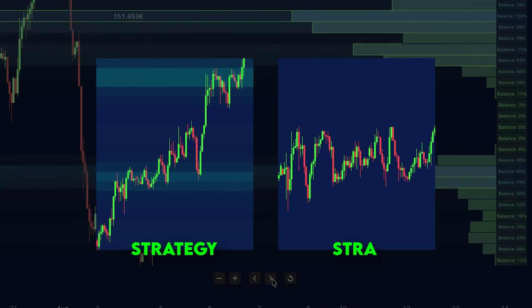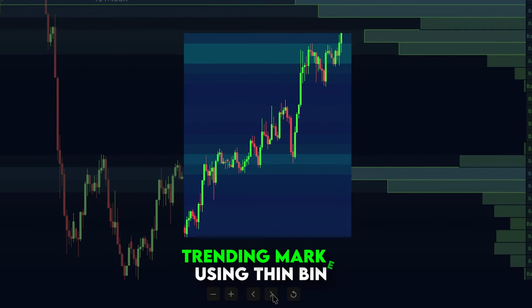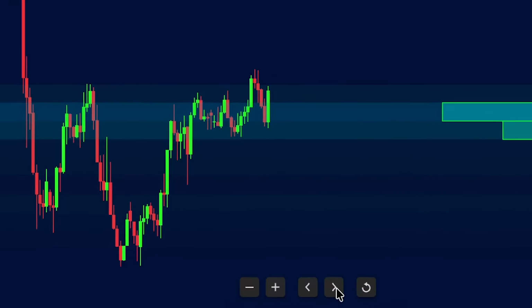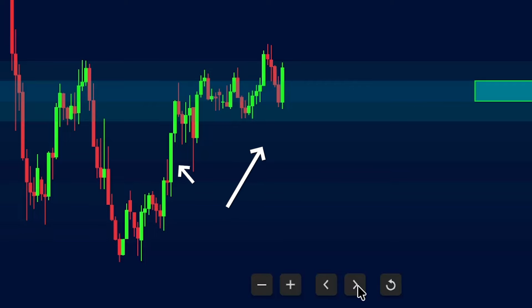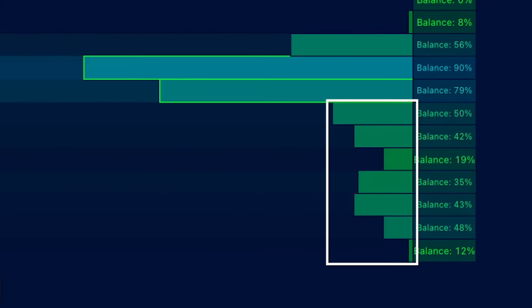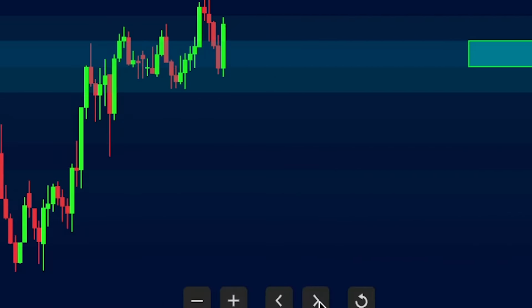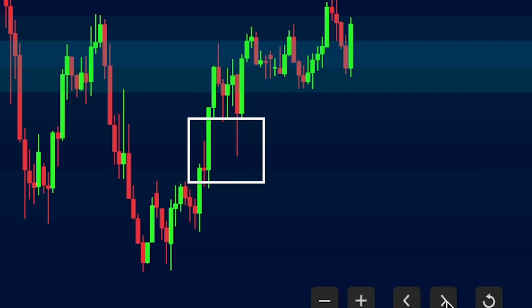Now let me show you how to trade this balance-weighted profile. For trending markets, thin bins become your breakout zones. This is where the profile shows its true power. During strong trends, price moves quickly through low balance, low hit bins, which appear as thin, muted bars on your profile. These areas represent rejection, not acceptance. It means institutions didn't defend these levels, so price sliced through them.